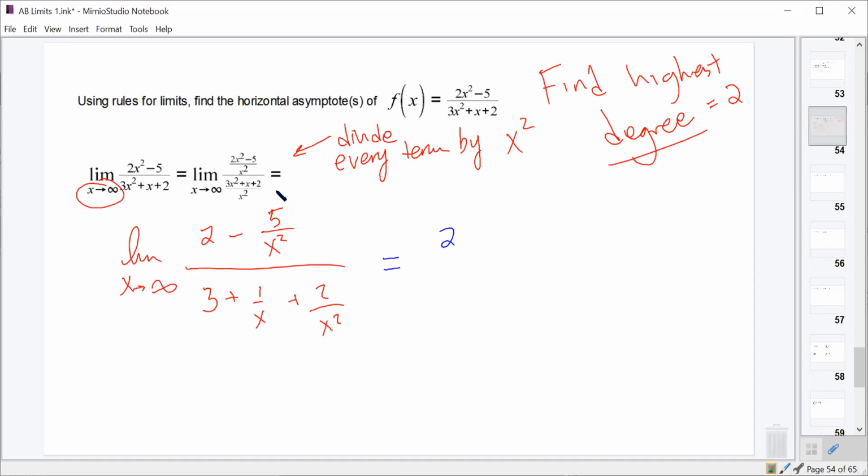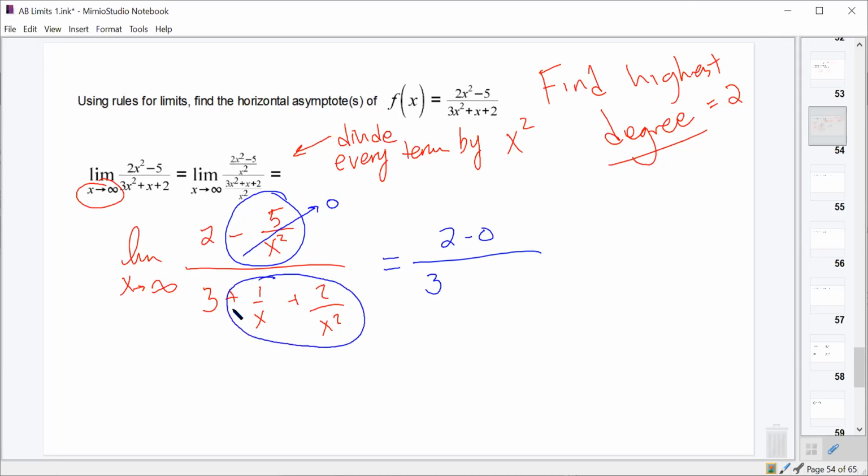But what about as x goes towards infinity? What happens to this minus 5 over x squared? Super small. It gets very, very tiny, right? It gets very, very close to 0. And 3, as x goes towards infinity, is just 3. But what about 1 over x and 2 over x squared? As x goes towards infinity, both of those also become 0.